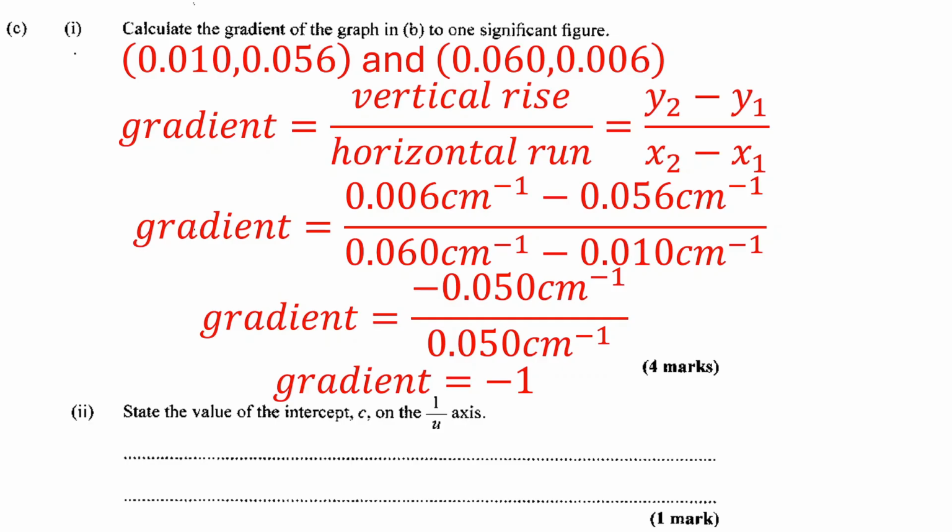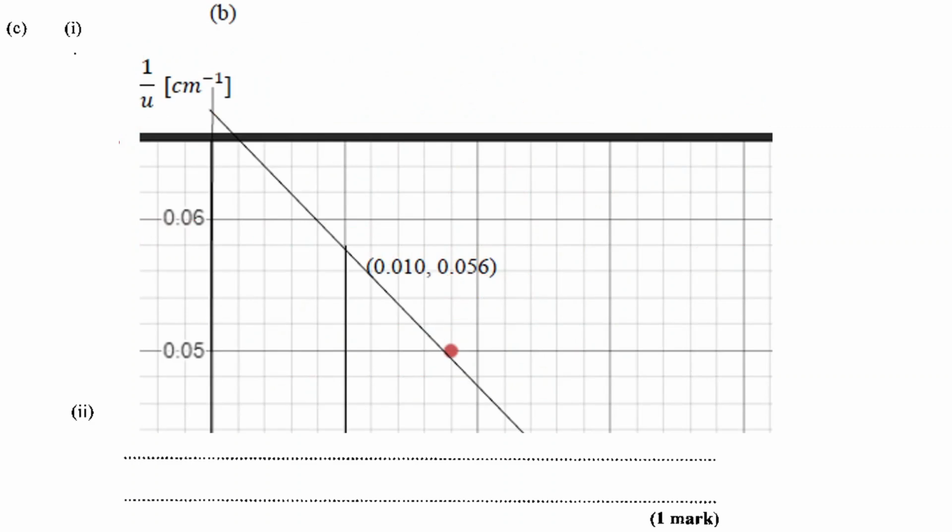You may notice that here, this graph question to calculate the gradient is only for 4 marks. Typically, it is for 5 marks because you are to include the gradient. Here, since no gradient is there for the answer, it's only for 4 marks. Next, you have to state the value of the intercept c on the 1 over u axis.